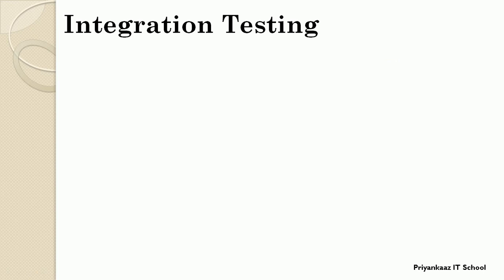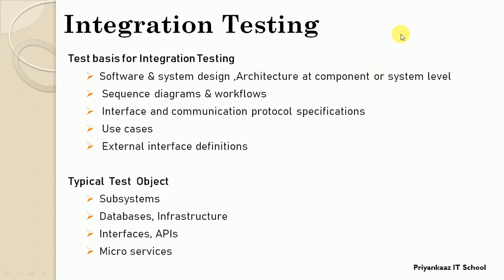Now, let's understand the next concept. What are the two important points we need to discuss: the basis for integration testing and the typical test object. The basis is nothing but the reference document which we can refer to at the time of integration testing. So, software and system design, then architecture at component and system level we require, right? Because as a developer and as a tester, we should know the system architecture very well. Then sequence diagrams and workflows we should know, then interface and communication protocol specifications, use case templates, and external interface definitions. All these documents and information we can refer to at the time of integration testing.